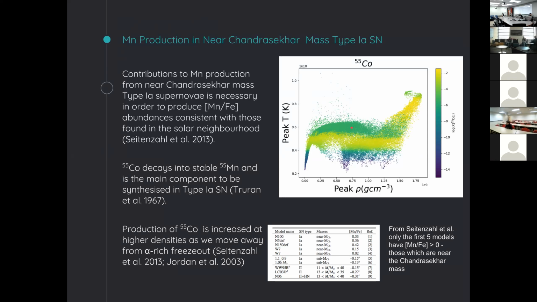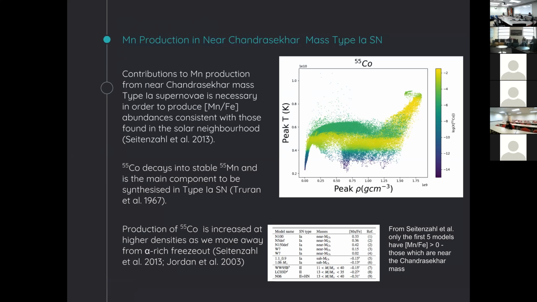So you can see here that cobalt-55 is very preferentially produced in much higher density and higher temperature scenarios, and these states are not populated in the double degenerate scenario. You can see here, Seitenzahl et al., their models that show manganese over iron greater than 0 are the only models that are near the Chandrasekhar mass. So this seems to be fairly clear evidence that in order for you to produce manganese-55, which is the main component of manganese, the single degenerate model is fairly necessary.